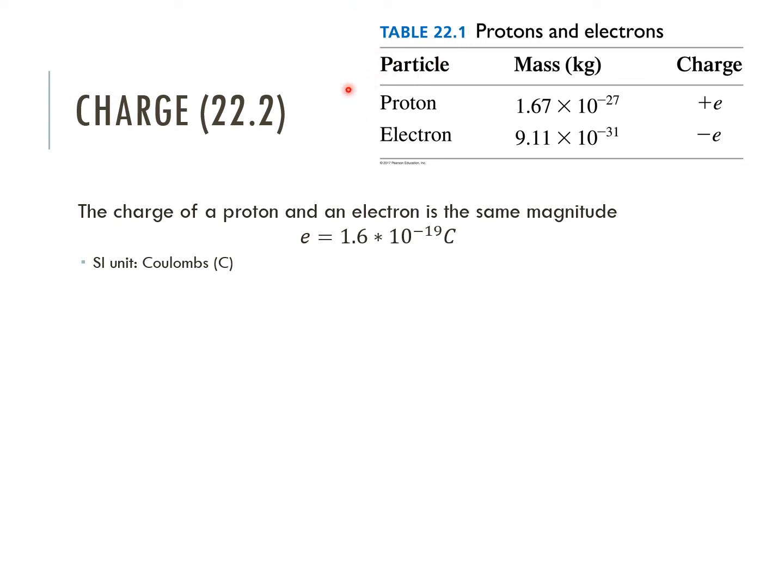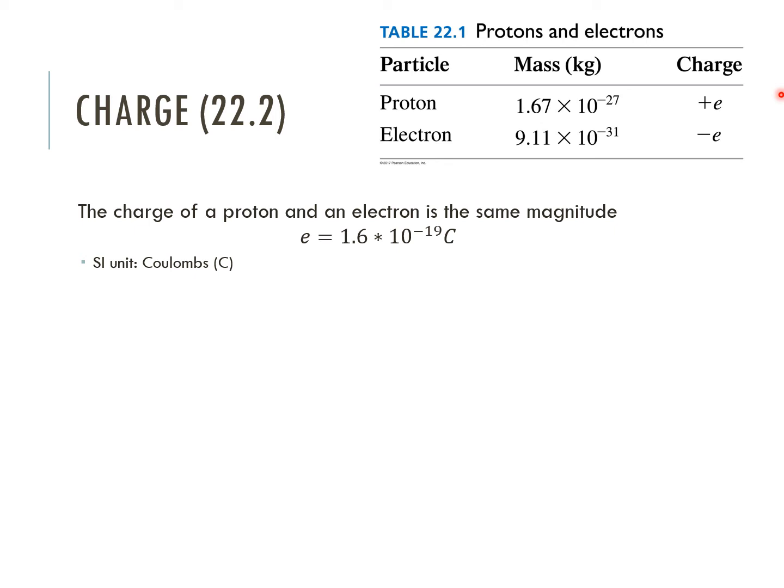In table 22.1, we can see that the proton and electron have very different masses. However, the charge of the two of them is exactly the same. They are both 1.6 times 10 to the negative 19 coulombs. The proton is just positive and the electron is just negative.